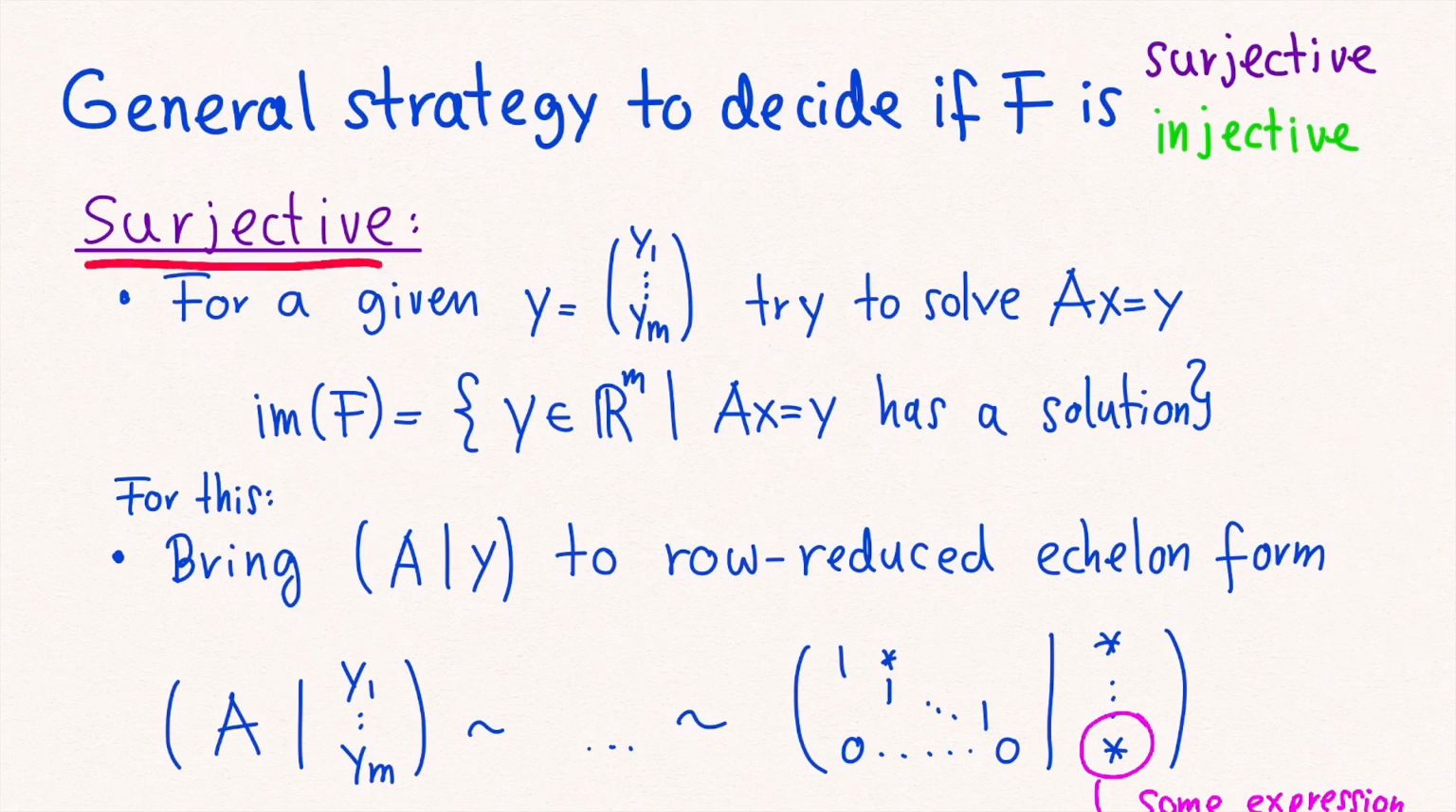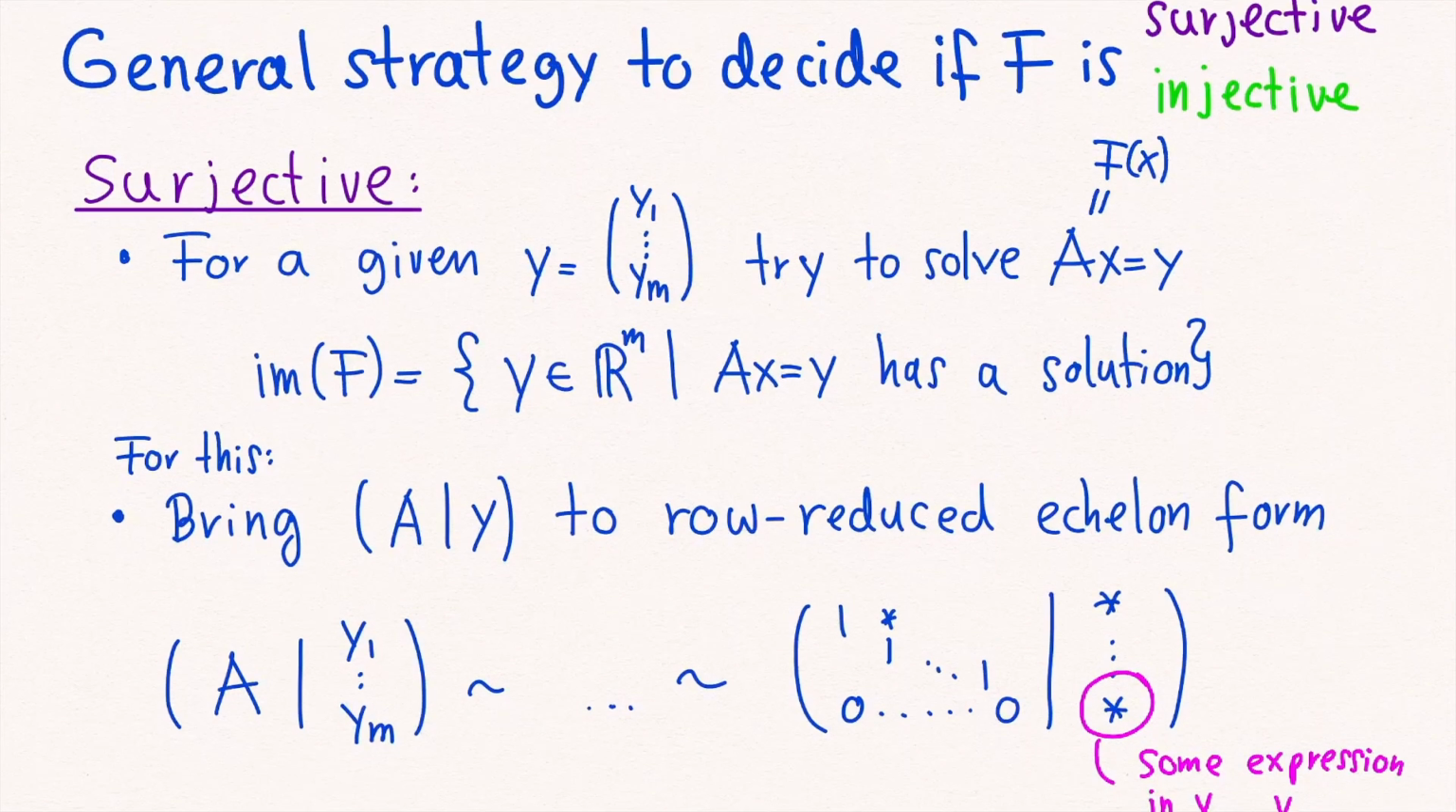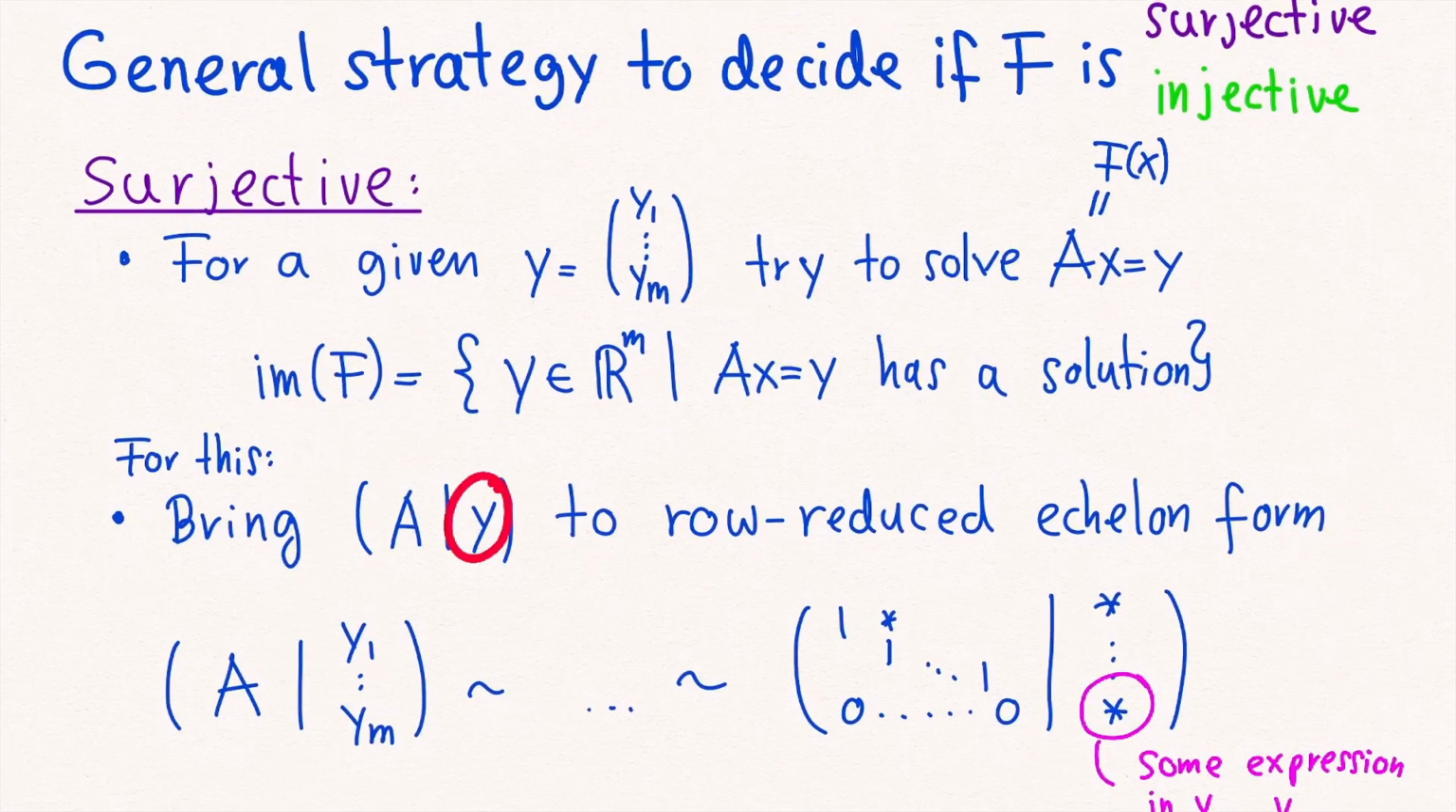To check if the map is surjective, we want to calculate the image. So we want to see what is inside the image, meaning for which elements y in Rm can we solve this equation Ax equals y, because Ax is exactly f of x. The image are exactly those vectors in Rm such that we can solve this linear system. So we try to solve this linear system for an arbitrary vector y. And for this, we consider the row-reduced echelon form of the augmented matrix.